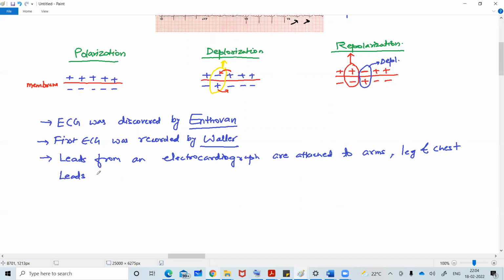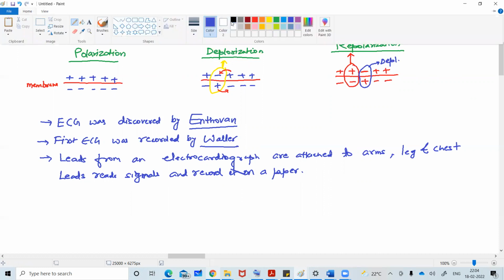So you can say that leads read signals and record it on a paper. So this is how the lead takes the impulse from the heart and records it on a piece of paper which looks like this, as I've shown you on the top, right?